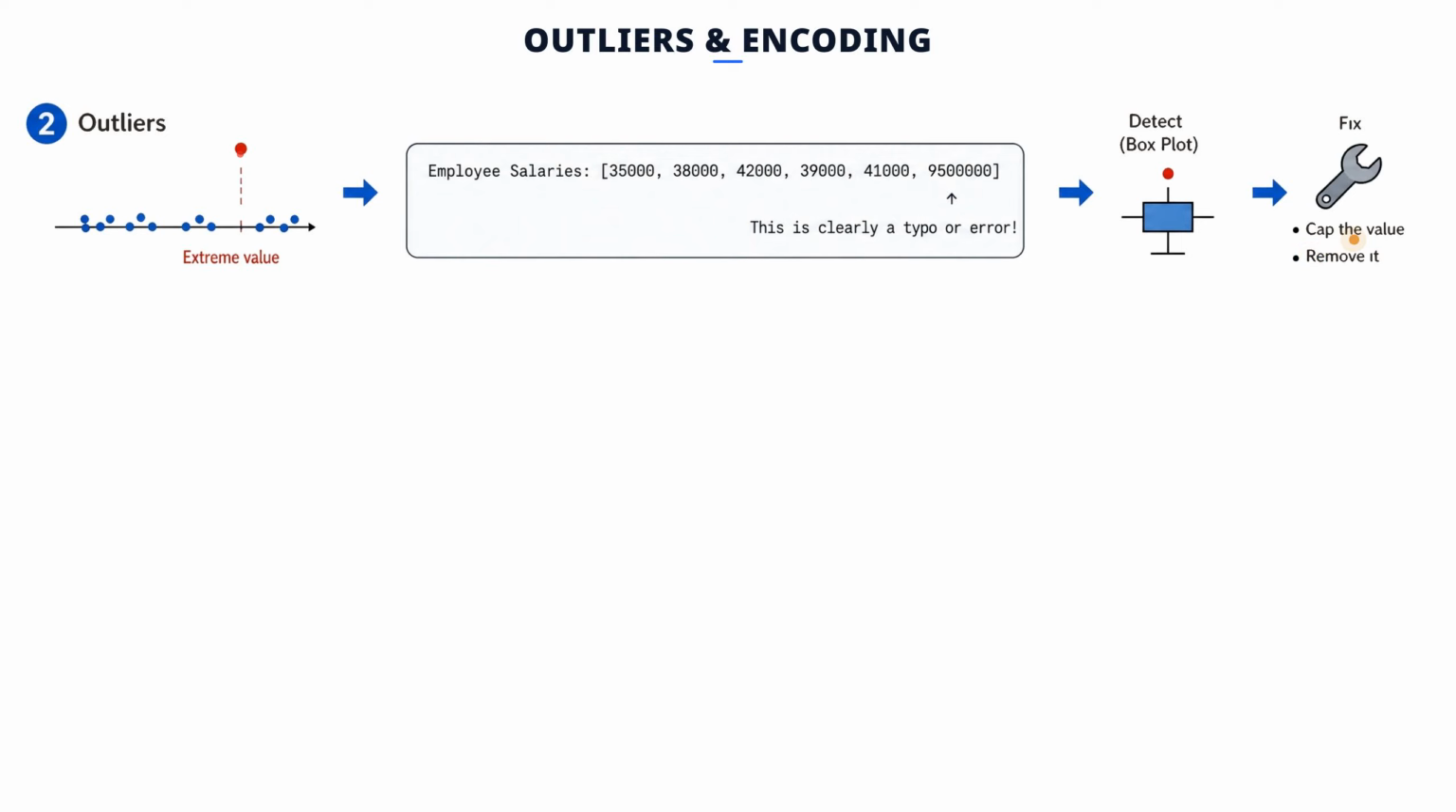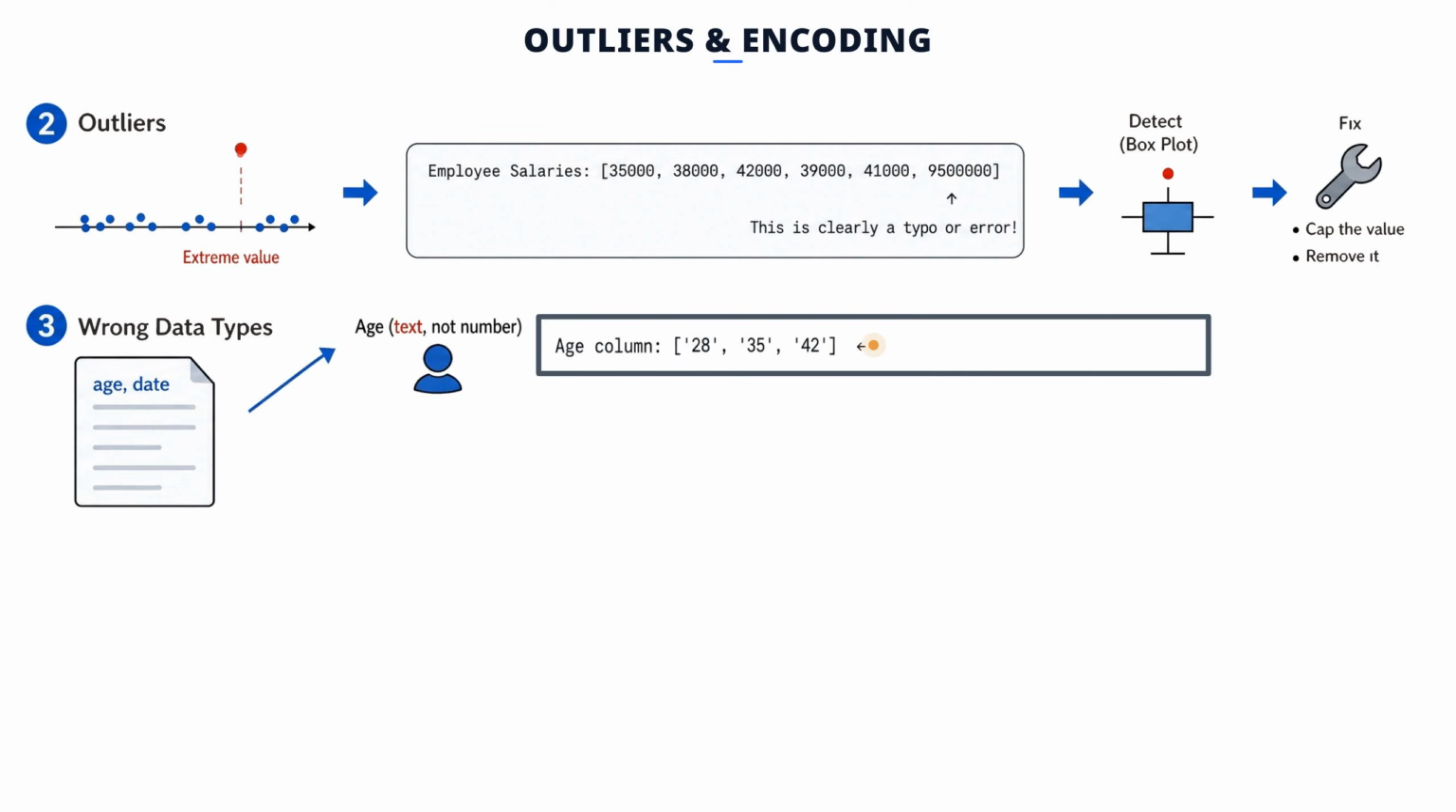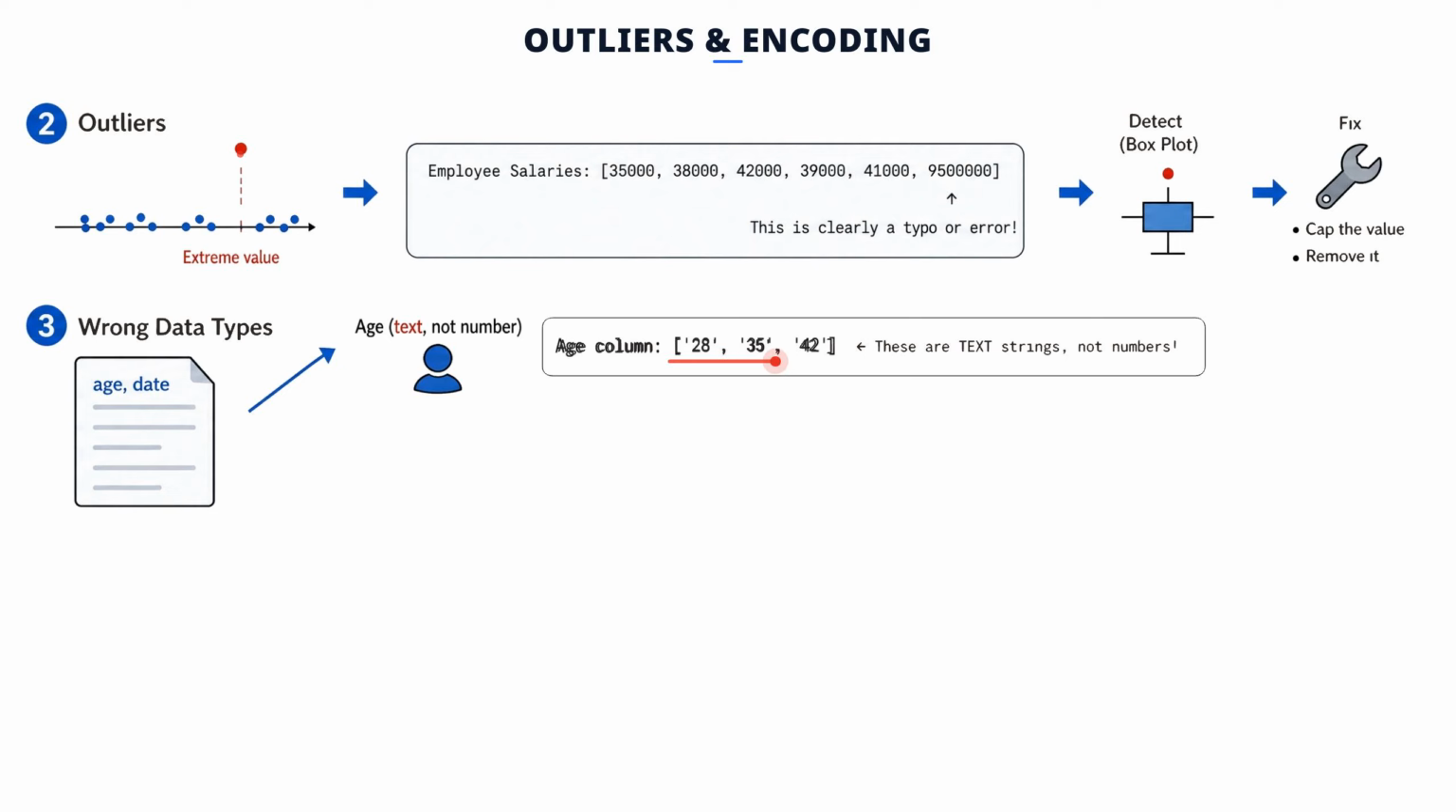Moving on, the third problem is having wrong data types. This happens when numbers or dates aren't stored in a format the computer can mathematically process. Take a look at this age column. You see the values 28, 35, and 42, but notice that these numbers have quotes around them. That means the system is reading them as text strings, not actual numbers.